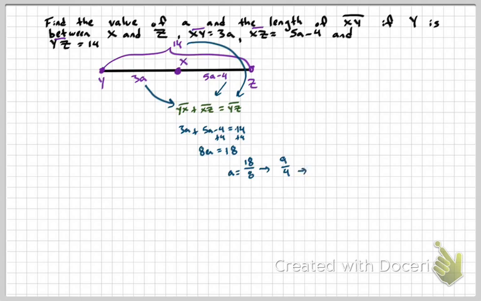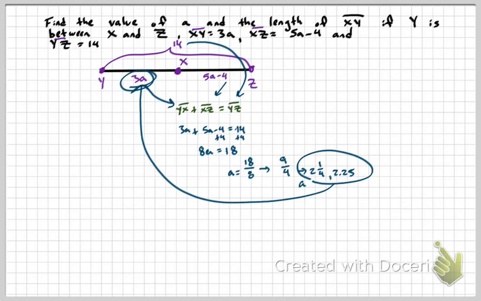And then if I was to convert that to a mixed number or to a decimal, that would be 2 1/4 or 2.25. Okay, so that means that that's what A's value is, one of those two variations. And then they asked us what the length of XY was. So we know that XY is represented as 3A, so you just take that value for A and plug it back in. So it'll be 3 times 2.25. And you guys can use a calculator to find that amount. All right, so that's another example of segment addition.